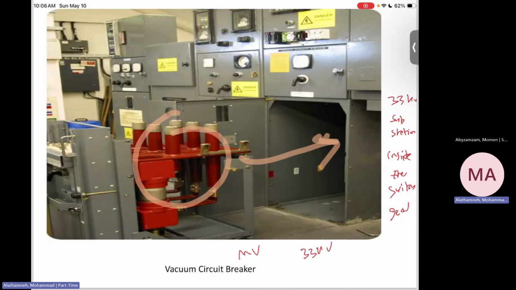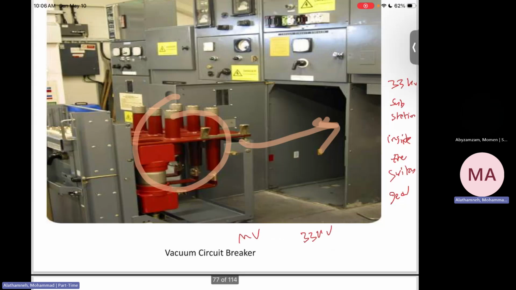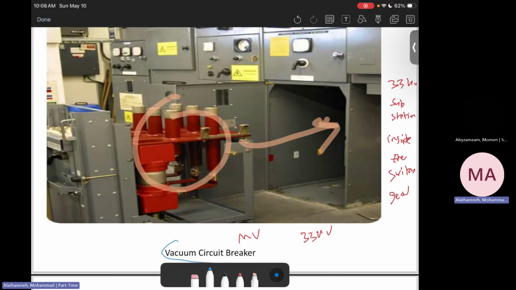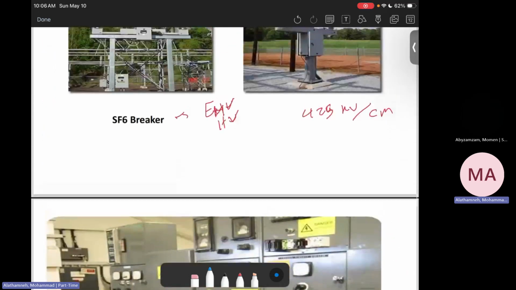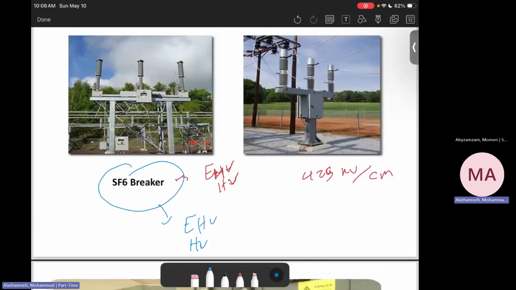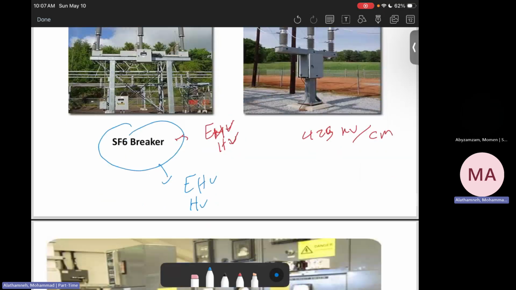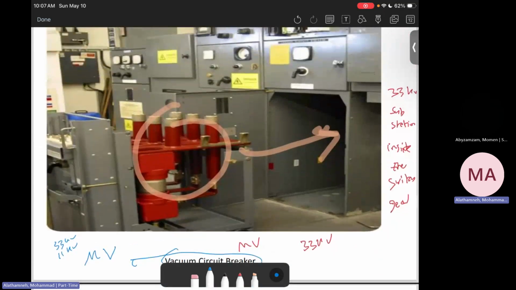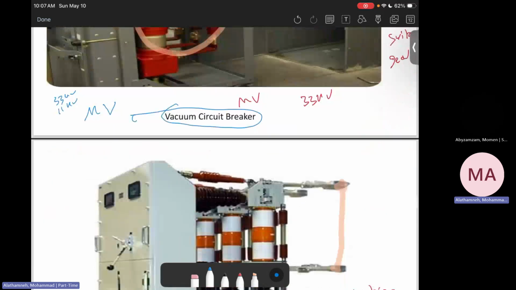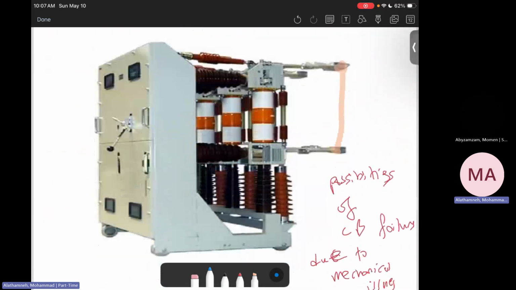Therefore, we prefer to use the vacuum circuit breakers, but keep in mind that the vacuum circuit breaker is only common in medium voltage. Most likely you will see it at 33 kilovolts and 11 kilovolts. However, in high voltage and extra high voltage, we will use SF6. We cannot use a vacuum in the high voltage and extra high voltage. The main reason is that the insulation of SF6 is higher, while the vacuum tube has less insulation. So this is how the vacuum breaker looks like.